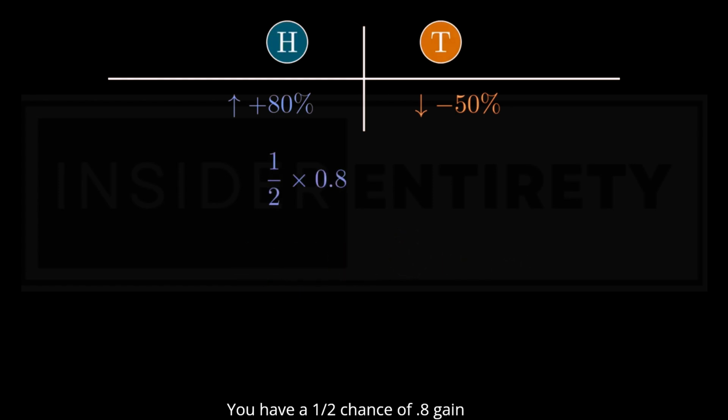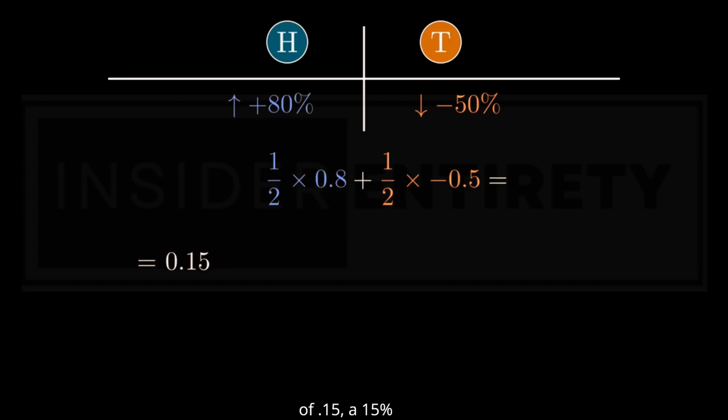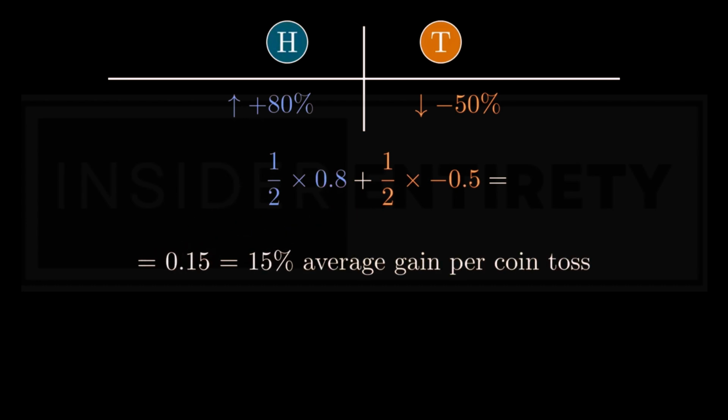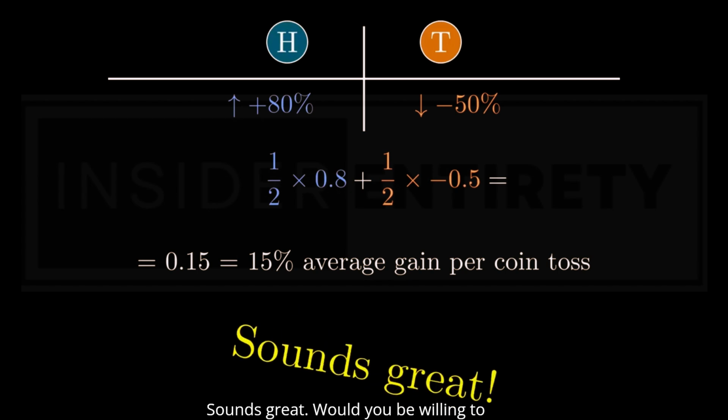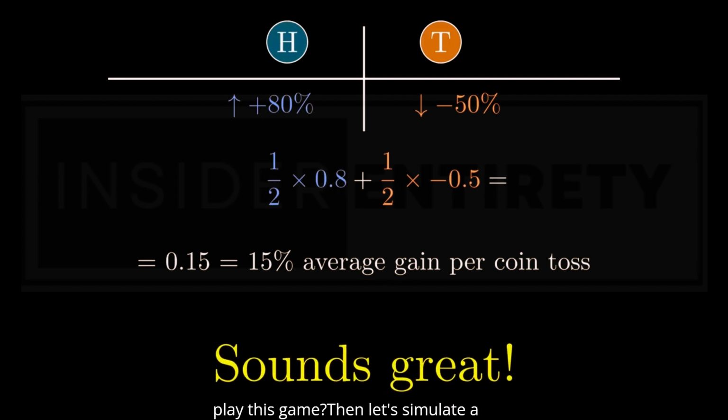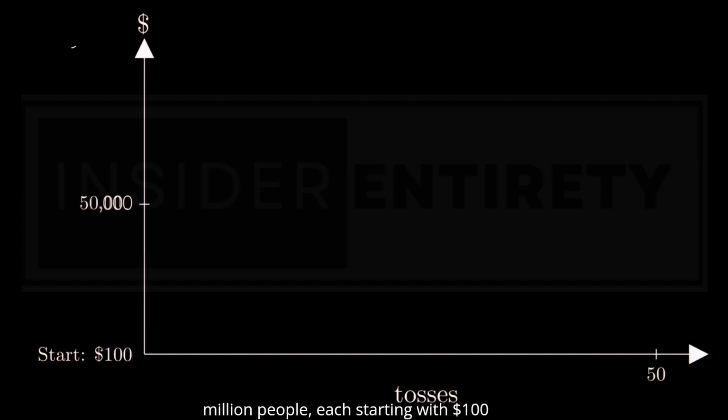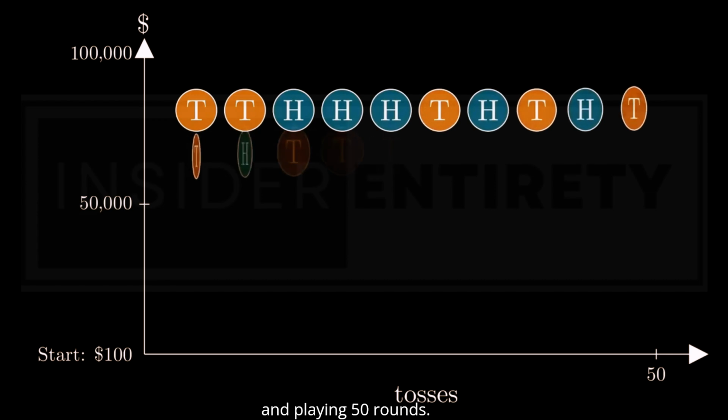You have a 1/2 chance of 0.8 gain plus a 1/2 chance of negative 0.5 loss. That's an arithmetic mean of 0.15, a 15% average gain per coin toss. Sounds great. Would you be willing to play this game? Then let's simulate 1 million people, each starting with $100 and playing 50 rounds.